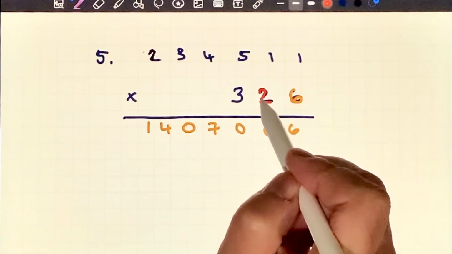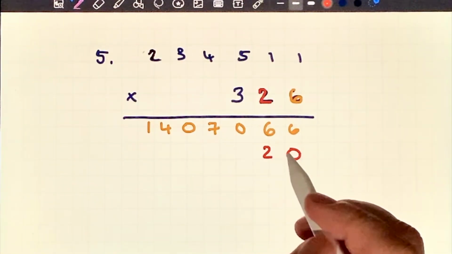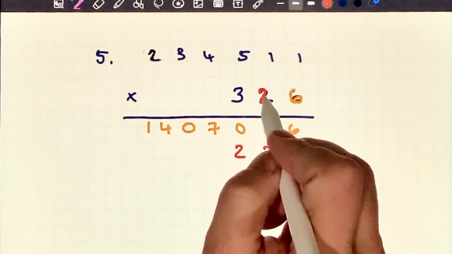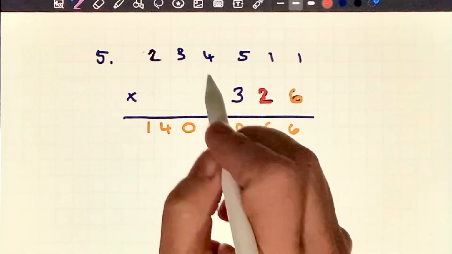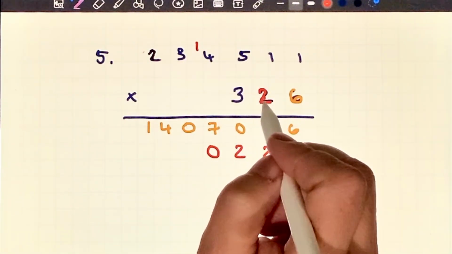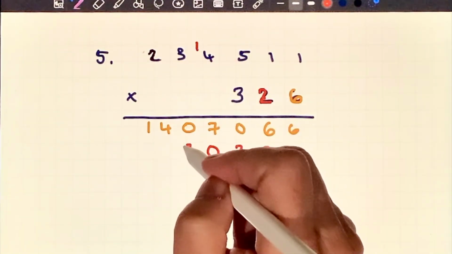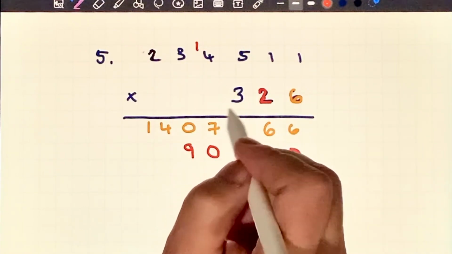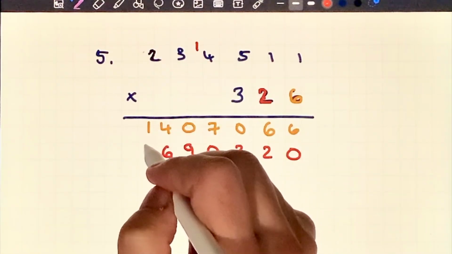So 2 times 1 is 2. 2 times 1 is 2. 2 times 5 is 10. So 0, carry 1. 2 times 4 is 8, plus 1 is 9. 2 times 3 is 6. And 2 times 2 is 4.